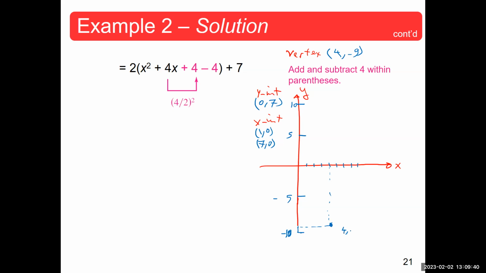4, negative 9. How about the y-intercept? It says 0, 7. It is on y. Let's approximately say here. 0 comma 7. How about the x-intercept? Said 1 comma 0. 4, 5, 6, 7. 7 comma 0.